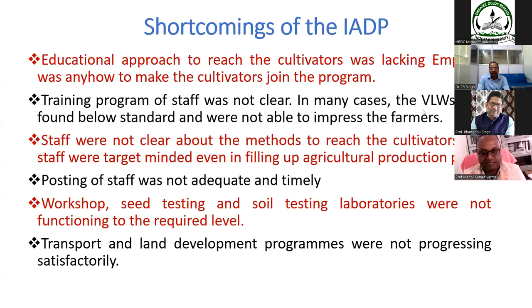But what happened? We did not establish our units in the region, not in the block, and not in the district region either. Then transportation and land development programs were not progressing satisfactorily, because we had not developed the infrastructure facilities. So providing packages or facilities up to the end user, such as fertilizer and some other things, was very difficult at that time.